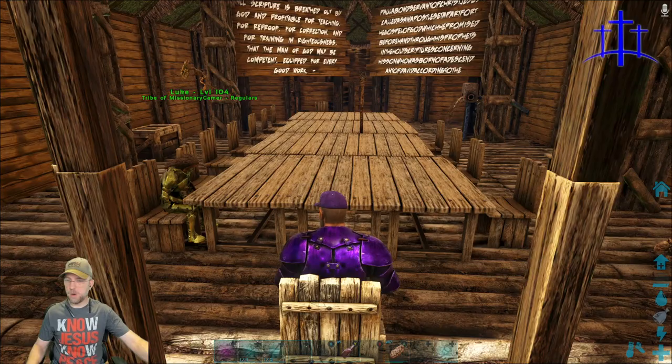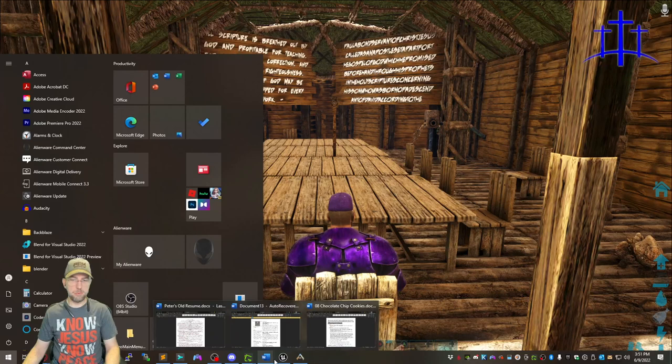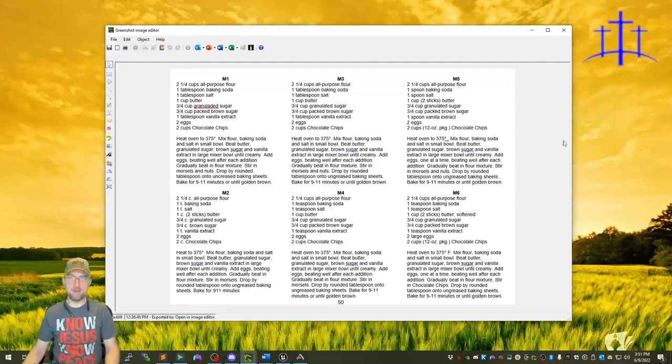Now, if anybody wants a quick snapshot, get ready, because I'm going to bring up what the paper was that I was working off of, which was this right here. This is the actual comparison that I did, that I transmitted in.